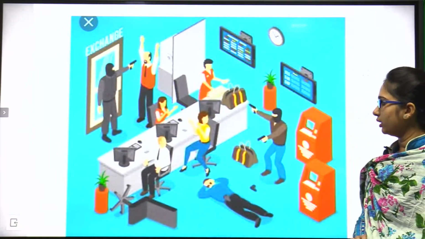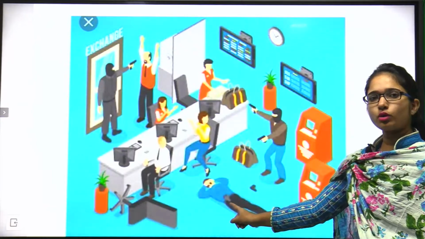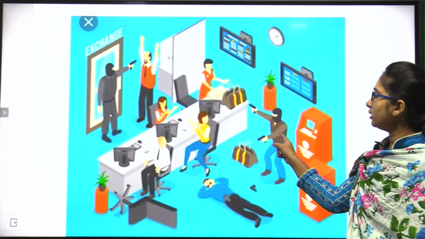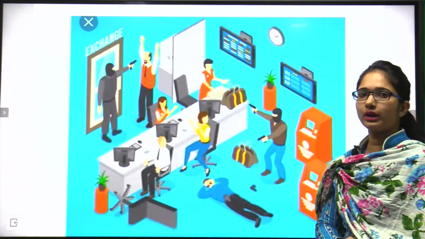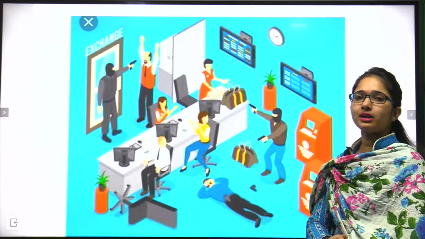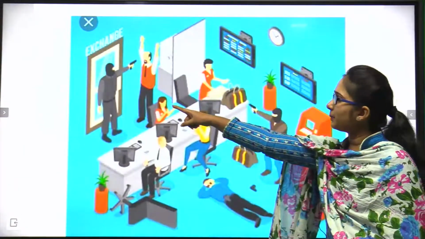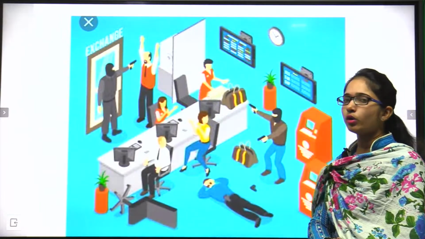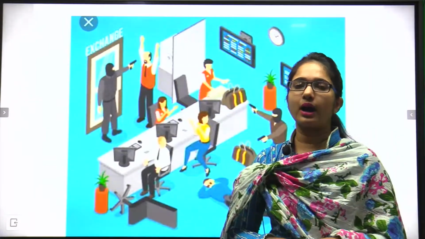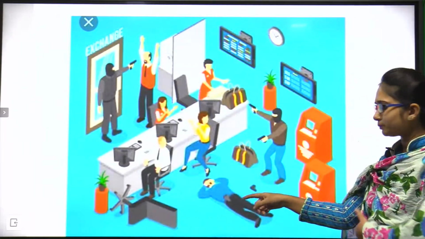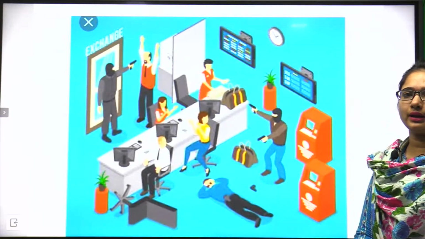But what has happened here, you can see that they have shot one man. One man is dead. Another is pointing a revolver towards the lady, the worker of the bank, and asking her to fill up the bag with the money. They are pointing the gun towards these people and forcing them to give all the money that is there in the bank. Otherwise, what will they do? They will kill the persons or the customers who are there in the bank.